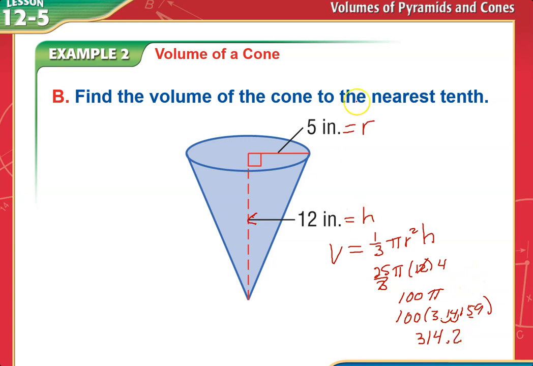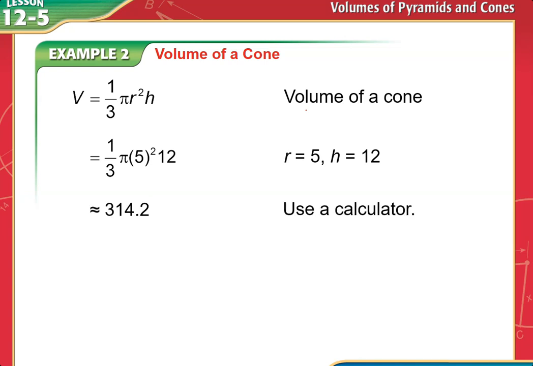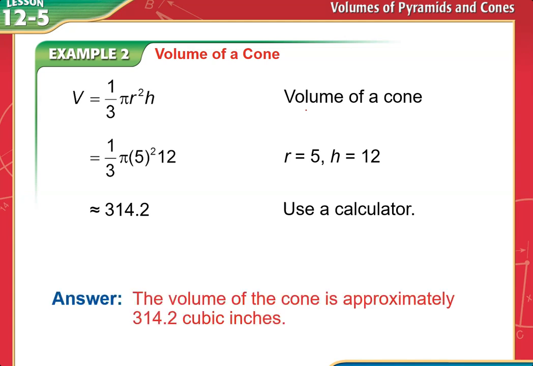Okay. Let's see what the software does. So there's the 5 squared times 12, 314.2. And it says use a calculator, but obviously we did not. The volume of the cone is approximately 314.2 cubic inches.